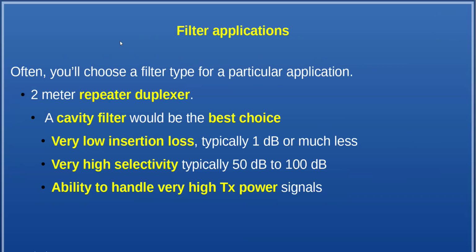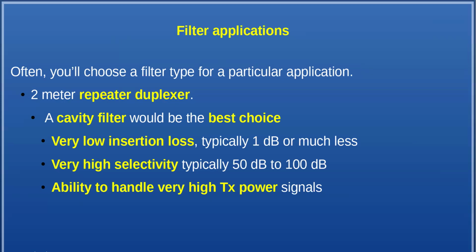Okay. Some applications where you have to use a filter, you pick the type depending on that application. So the example here, if you had a repeater, let's say 2 meters, to implement the duplexer, they normally use what's called a cavity filter.